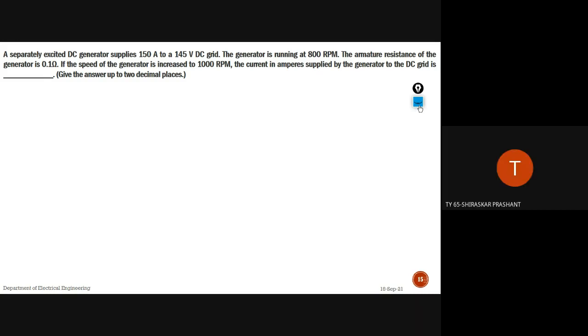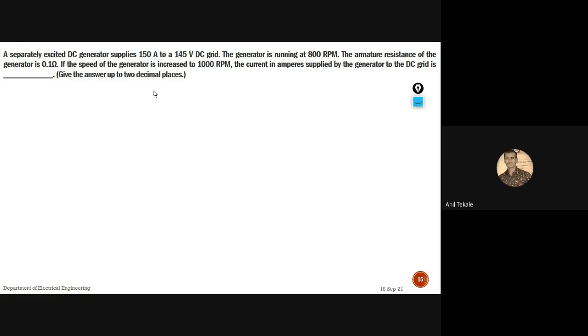A separately excited DC generator supplies 150 ampere at 145 volt to a DC grid. The generator is running at 800 rpm. The armature resistance of the generator is 0.1 ohm. If the speed of the generator is increased to 1000 rpm, the current in amperes supplied by the generator to the DC grid is dash.